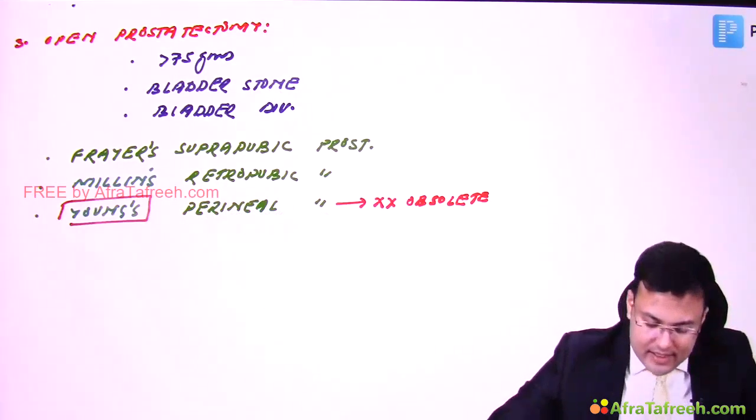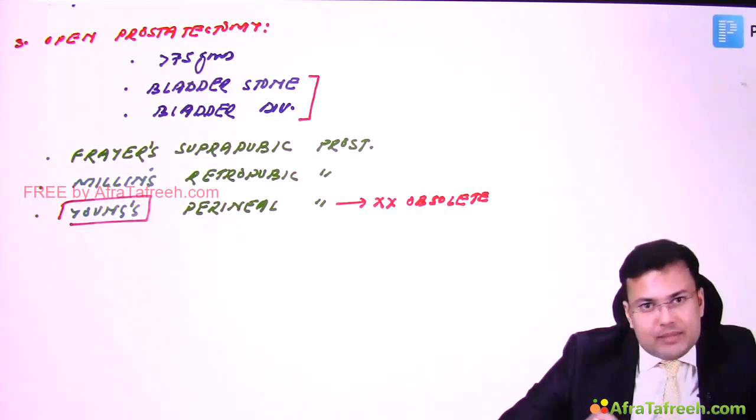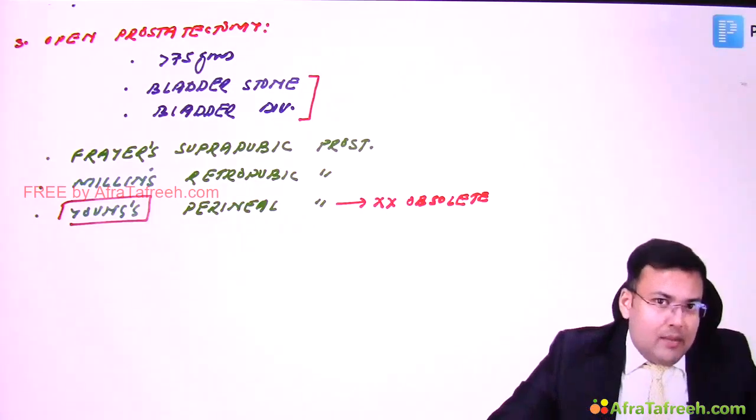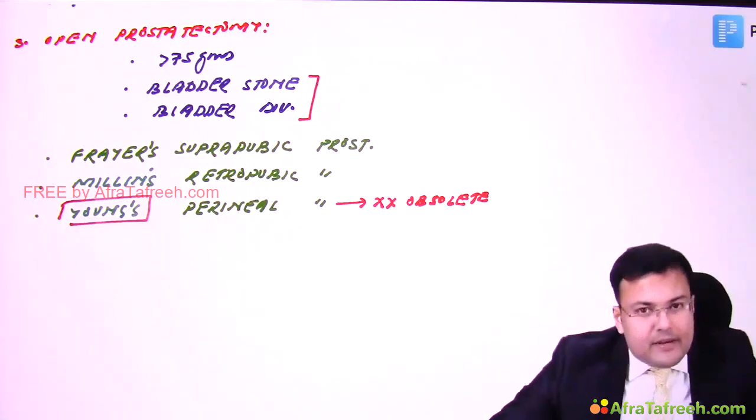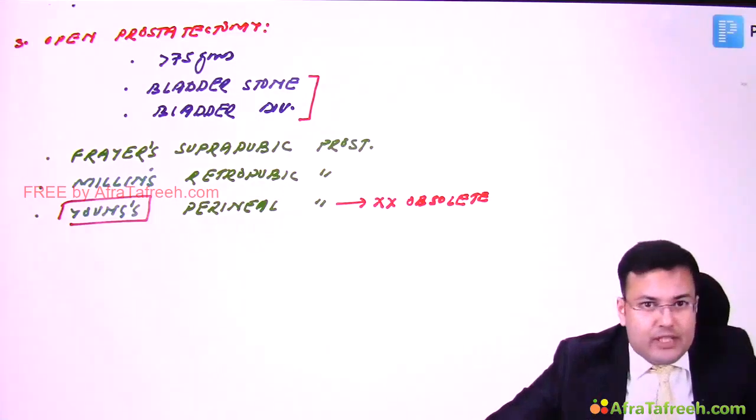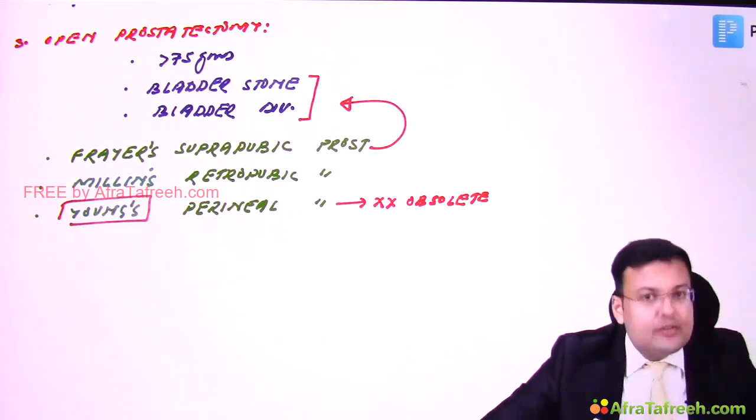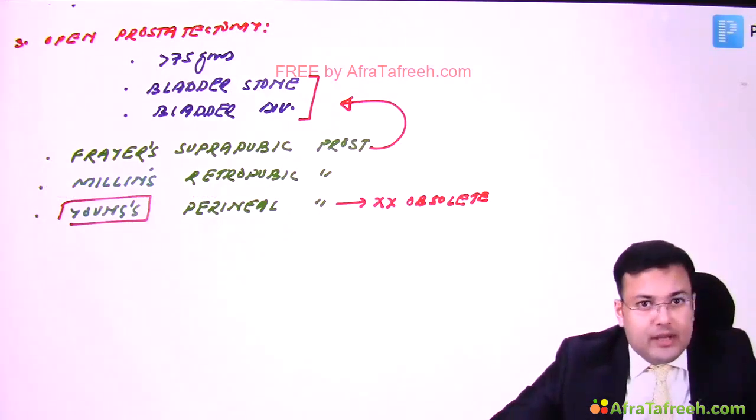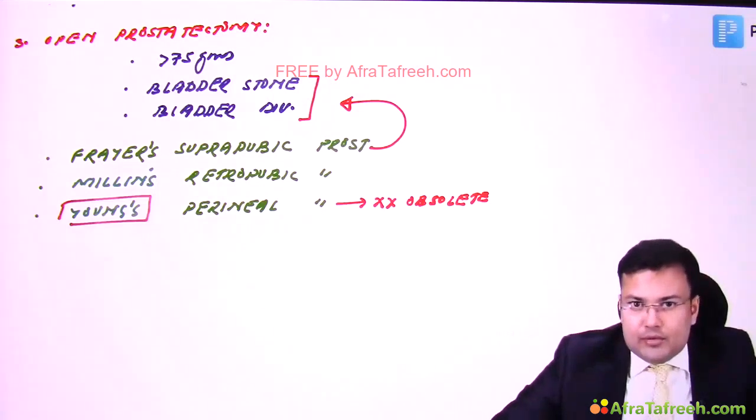Second question. If a patient is having bladder stone and bladder diverticula, it means the patient has bladder pathology. Out of Freyer's suprapubic and Millin's retropubic prostatectomy, which one is used? Obviously we go for Freyer's suprapubic prostatectomy, because we can treat the stone and diverticula and simultaneously perform the prostatectomy. So these are the types of open prostatectomy.